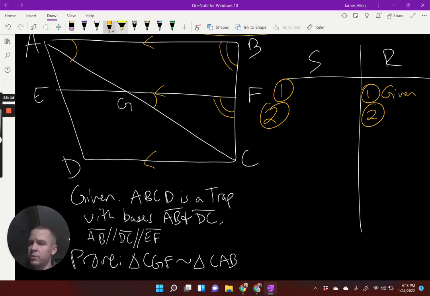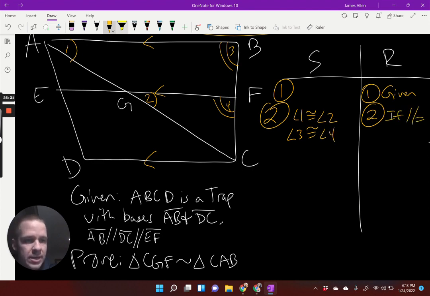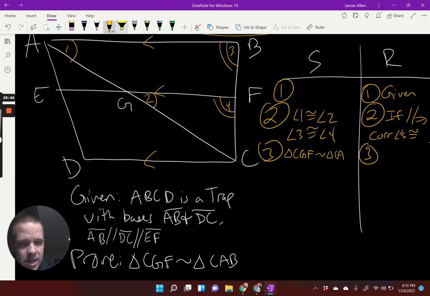So is that enough information to prove two triangles similar? Absolutely. I'm going to call this angle 1 and 2 for ease, and this is going to be 3 and 4. So I'd have angle 1 is congruent to angle 2, and I have angle 3 is congruent to angle 4. If parallel lines, then corresponding angles are congruent. Throwback. And then we have our proof statement. Triangle CGF is similar to triangle CAB. Angle, angle, similarity. That's awesome. That's some good stuff.